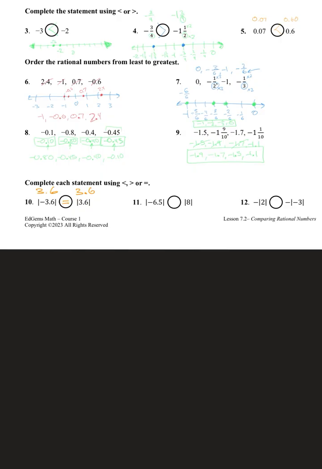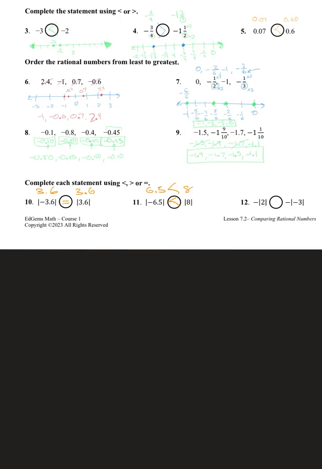On number 11, you've got the absolute value of negative 6.5 and the absolute value of 8. Let's go ahead and find their absolute values first. The absolute value of negative 6.5 is 6.5. And the absolute value of 8 is 8. So in this situation, the absolute value of negative 6.5 is going to be less than the absolute value of 8, because 6.5 is less than 8.